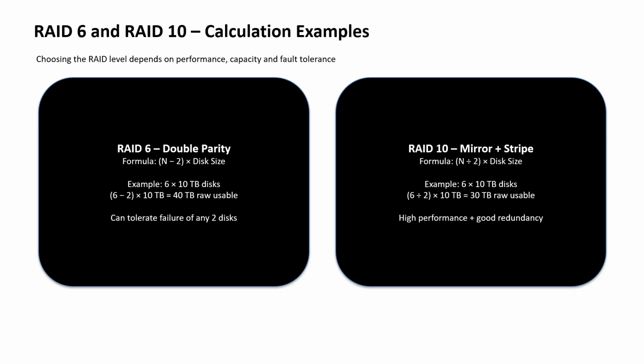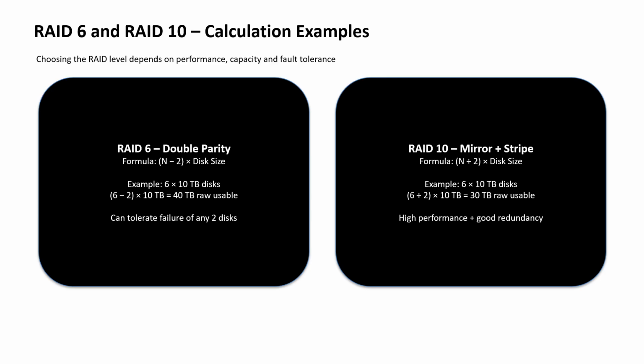For example, let us take 6 disks of 10 TB each. The calculation is number of disks minus 2, because 2 are used for parity, into disk size. So 6 minus 2 into 10 TB is equal to 40 TB usable capacity. That's what we are showing in the slide. The total raw capacity is 60 TB, but two equivalent disks are used for double parity. The major disadvantage of RAID 6 is better protection.